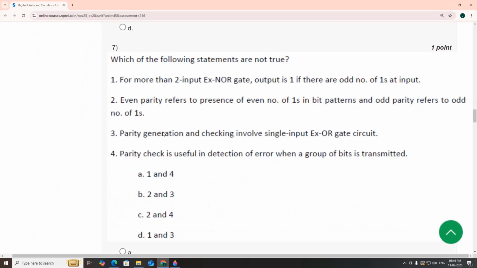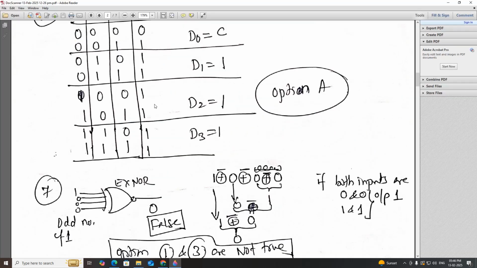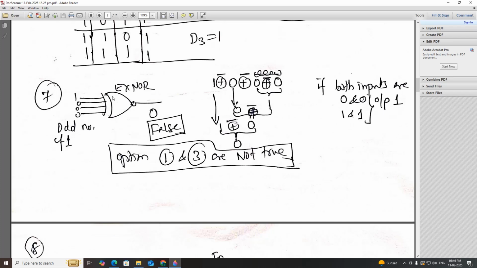Next, the seventh one: which of the following statements are not true? For more than 2 input XNOR gate, output is 1 if there are odd number of ones at the input. Let us see that one first. I have taken a single XNOR gate with multiple inputs, where the number of ones is odd. So what is this one? 1 exclusive 0 exclusive 0 exclusive 0, with a bar, a NOT operation.